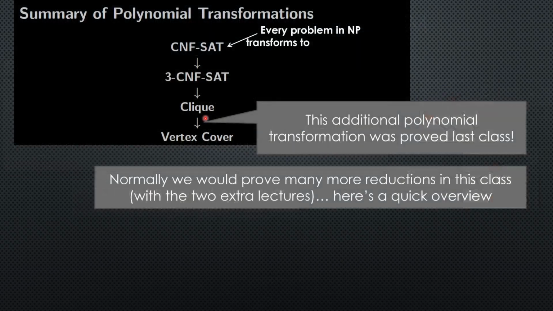And if you remember, we actually reduced Clique to vertex cover. We transformed Clique to vertex cover. So we said we can solve the k-Clique problem by finding an n minus k vertex cover. This polynomial transformation was proved last class, and if we showed additionally that vertex cover was in NP, this would imply that vertex cover is NP complete. And in fact, it is true. Vertex cover is NP complete.